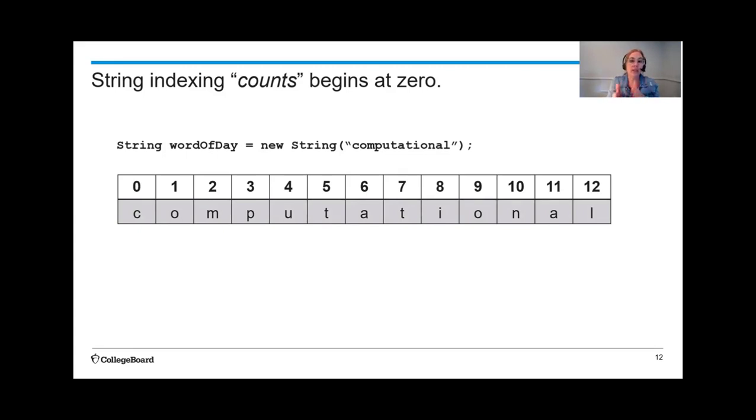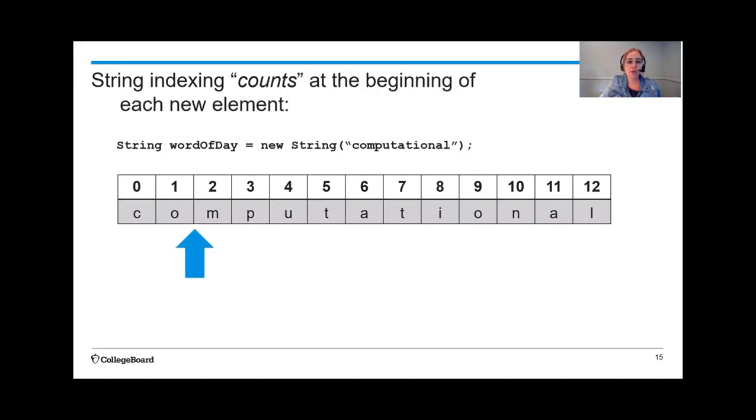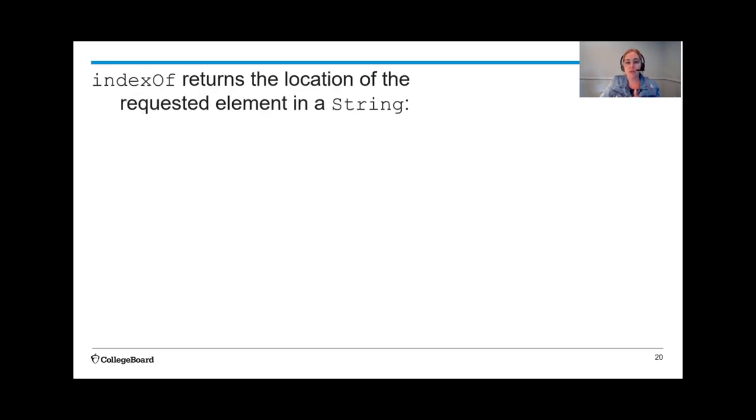Each element, beginning with 0, starts with the first letter in the string, so C would be 0, all the way out to the item at index 12, which would be the letter L, the last letter of the word computational. Here's how it would count through if Java were counting for us. Counting of the elements of a string, which is going to be the same thing when you get to Unit 6 when you talk about arrays, begins at the beginning of that element, and then it would go all the way to the last one.